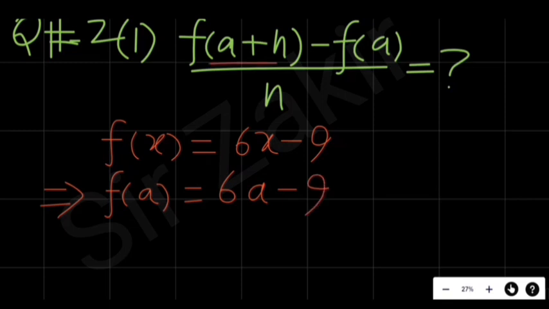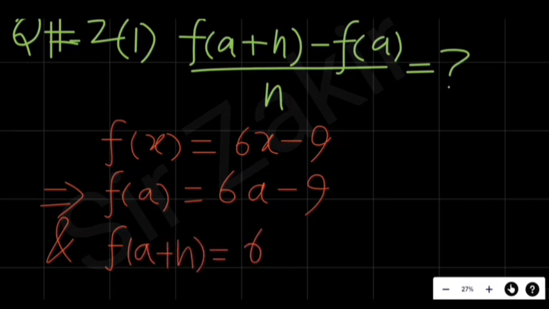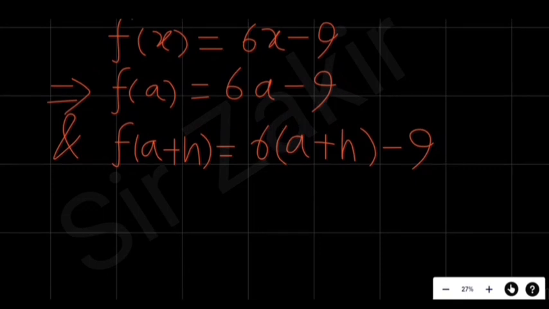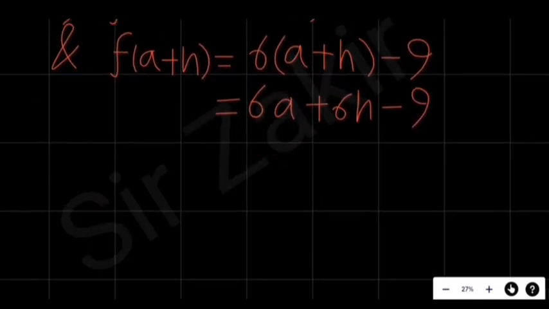The second thing in the required expression is f of a plus h. So we write f of a plus h. X is replaced by a plus h in the function. So what it will be? 6a plus 6h minus 9. Then we write that expression.